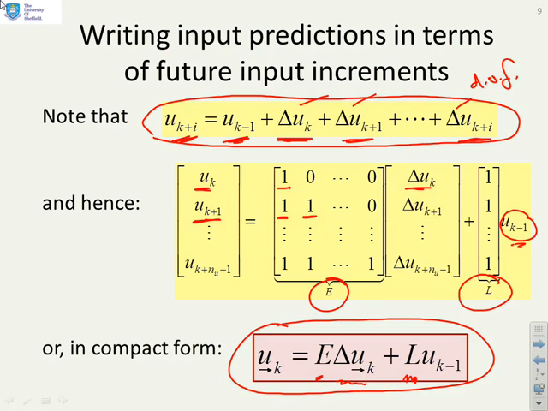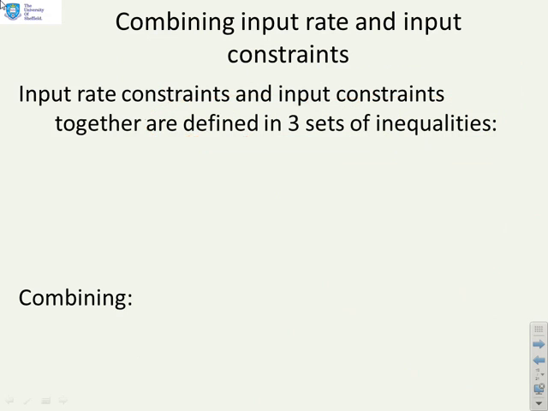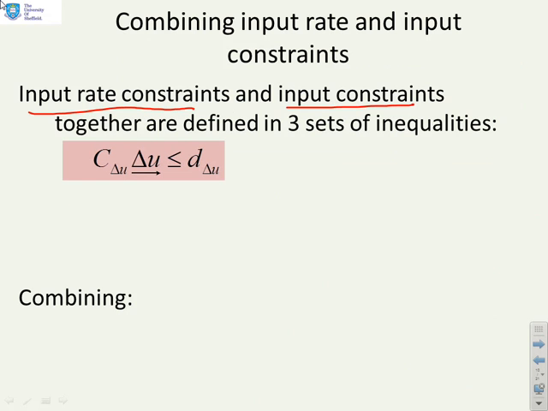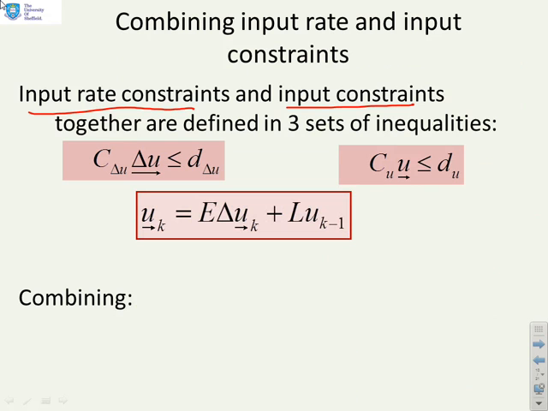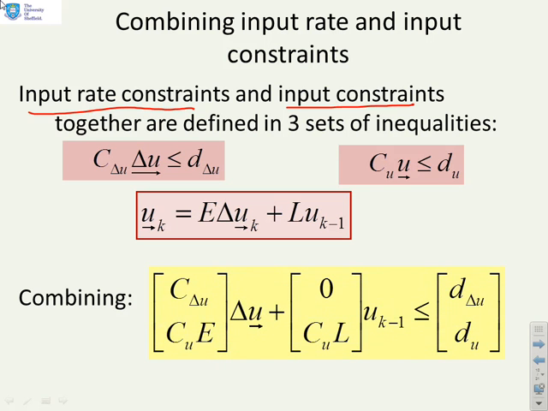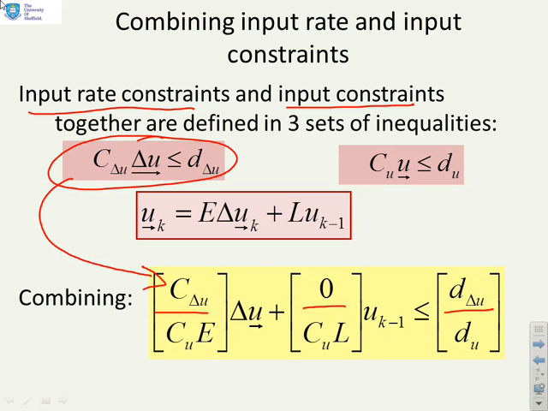So again, do pause the video if you need to look at this a bit more slowly, because this expression is quite important. So now what I'm going to do is look at my input rate constraints, my input constraints, and my relationship between my future inputs and future rates. So there's my compact form for the rate constraints, my compact form for the input constraints, and my relationship between U future and delta U future. If I combine these 3 equations together, then I get this. And hopefully it's obvious that this top one is simply gone to the top row here. I've just mapped it straight across.